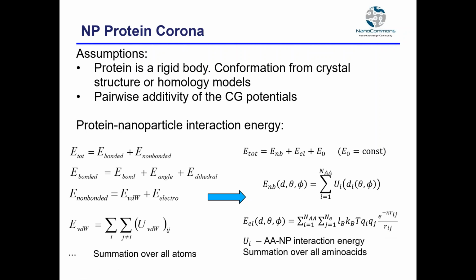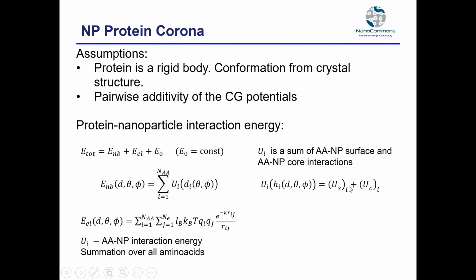Then further on, for non-bonded interactions, we split the interaction even further into surface and core. So we just realize that the interaction of an amino acid with the nanoparticle surface is mediated by water and ions in solution, while interaction between the amino acid and the core of the nanoparticle does not include that mediation. So basically, this will be two continuum substances interacting through a third continuum substance, water.